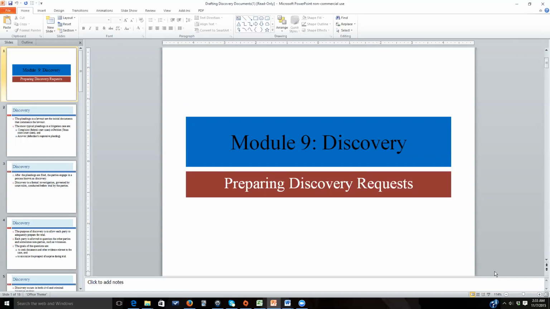Another kind of interesting thing about the discovery process is that it is probably the area of the case that the paralegal is most involved in. And so you have a greater level of autonomy and responsibility many times working as a paralegal in the discovery aspect of the lawsuit. So let's get started.